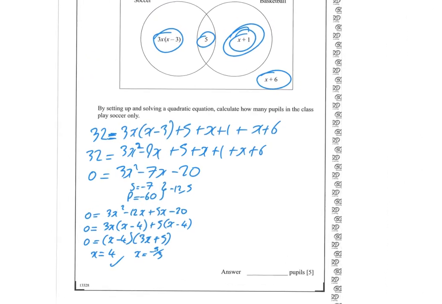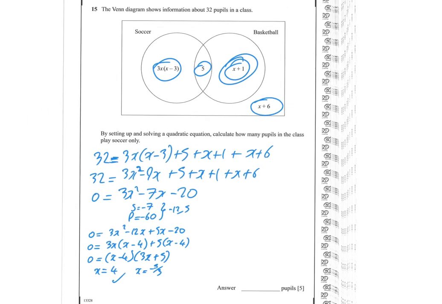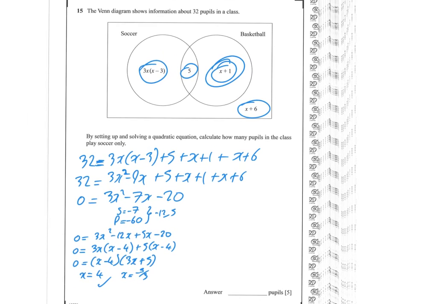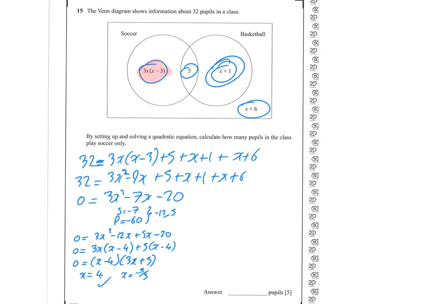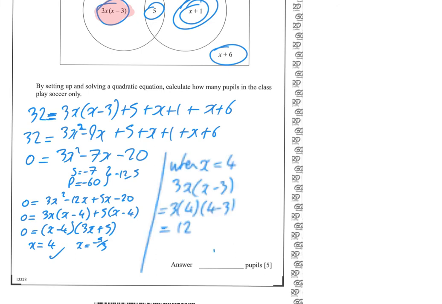And now read the question. It says, by solving a quadratic equation, calculate how many pupils in the class play soccer only. So soccer only was this bit over here. So we want to work this out. Word makes all the difference. When x is equal to 4, your 3x times x minus 3 becomes 3 times 4 times 4 minus 3. 3 times 4 is 12. 4 minus 3 is 1. 12 times 1 is just 12, and your answer is 12 pupils.